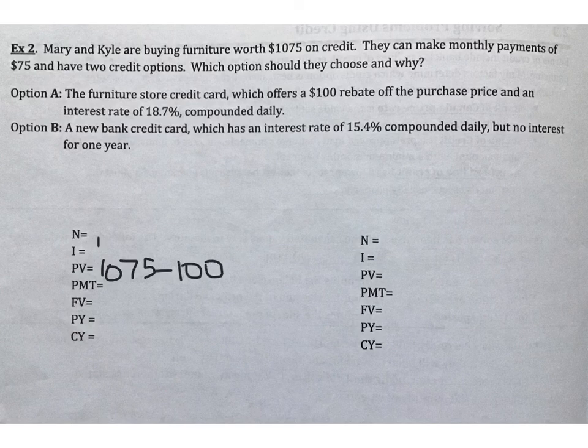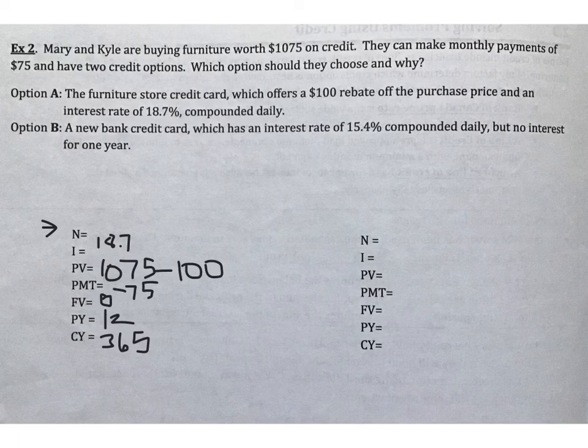The interest is pretty high, 18.7. It's compounded daily. Looks like they can afford monthly payments of $75. So it's going to be a negative 75 because they're giving that money to the bank. They want to pay off the loan. We don't know how long that's going to take them, so that's why we're solving for N.